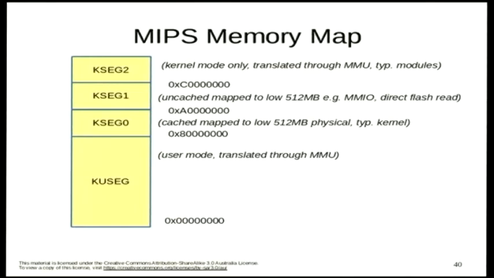So just things to be aware of if you're looking at disassembling code and wondering why you might sometimes see the same address done differently in 2 places. And the top one, KSEG2, is designed to work with a memory management unit. So that's typically used in Linux to load the memory modules in the kernel.